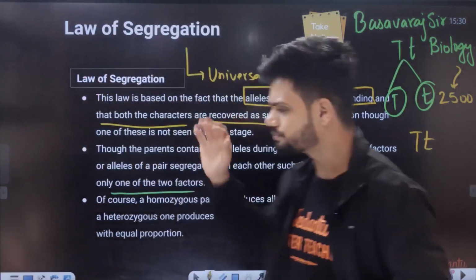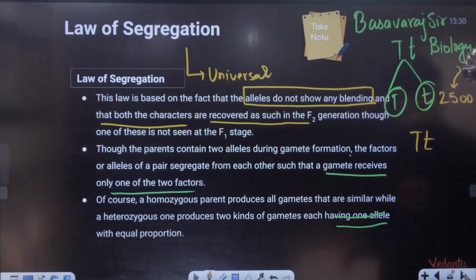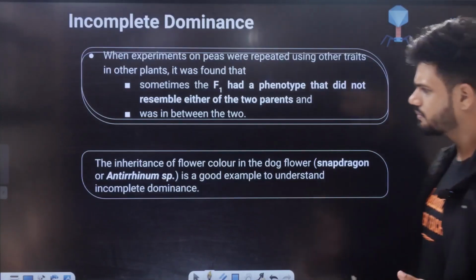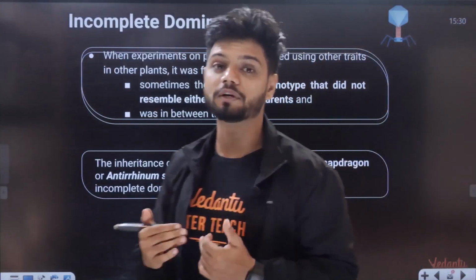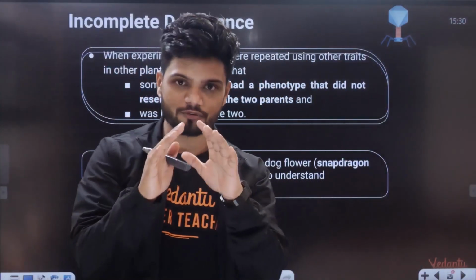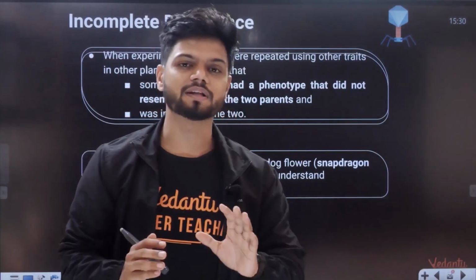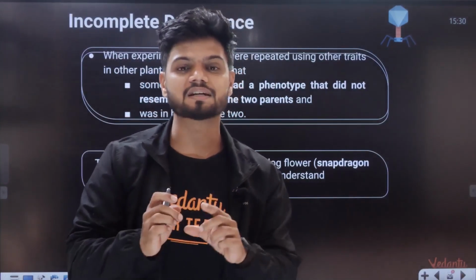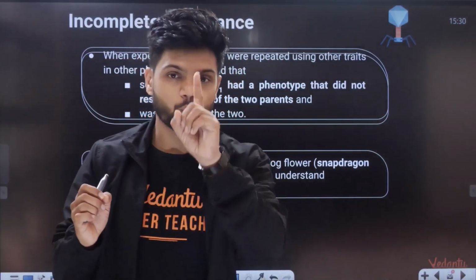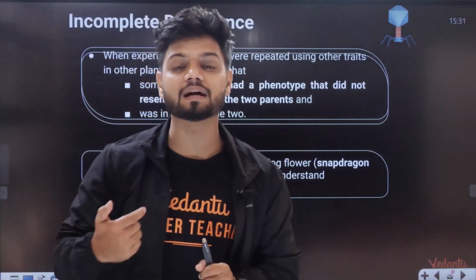Now students, that is your entire law of segregation. Now students, the next concept is your incomplete dominance. All of you are aware, I told you already, the law of dominance has certain exceptions. One such exception is called incomplete dominance.